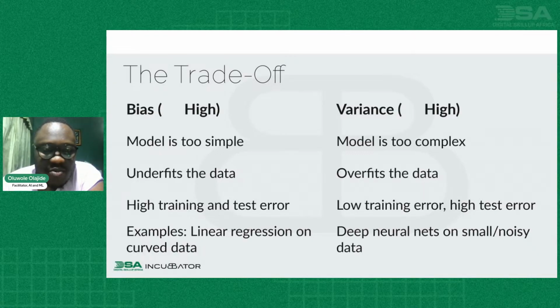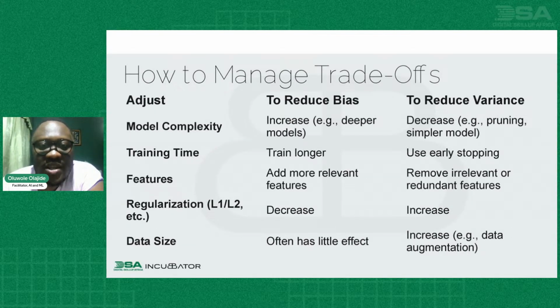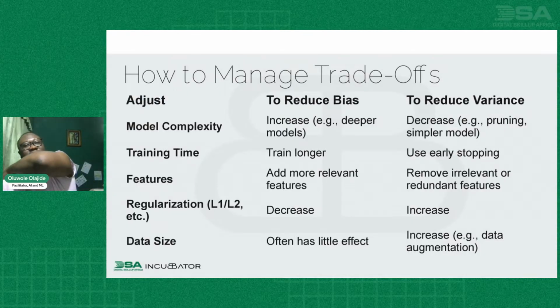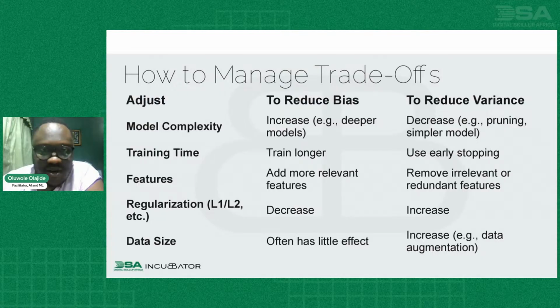And I told us an example: using a linear regression model on curved data. It's linear, so you need to use what? A non-linear model. Then using what? A deep network on small noisy data can give us what? High variance. How do you manage those things? Talk about model complexity. You adjust your model complexity, your training time, your features, you do some bit of regularization, and your data sets. So these are things you need to go back and check.